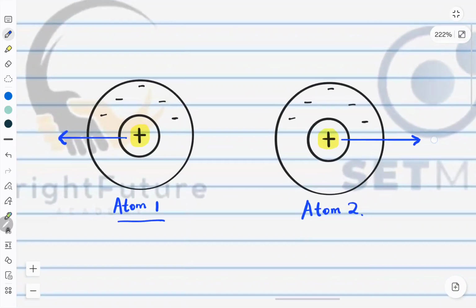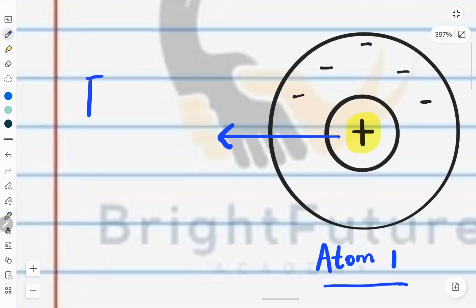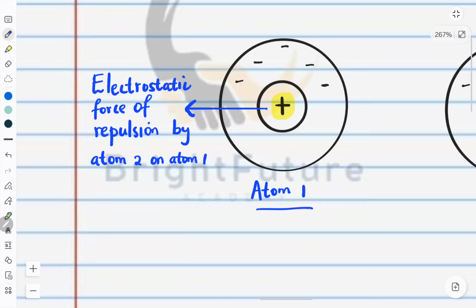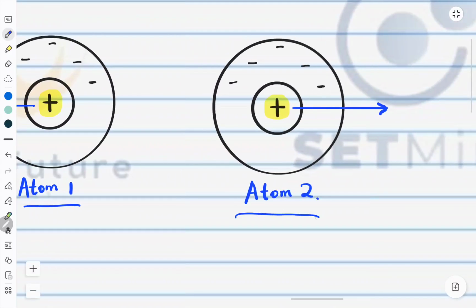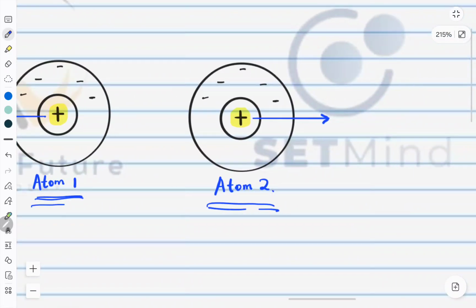Okay, so now we're just focusing on the nucleus. We can even write it. You can say force. This is an electrostatic force, by the way. We're talking about charges here. As you can see, I've labeled it electrostatic force of repulsion by atom 2 on atom 1. Okay, so by this atom on atom 1. All right, so the same thing would apply here.